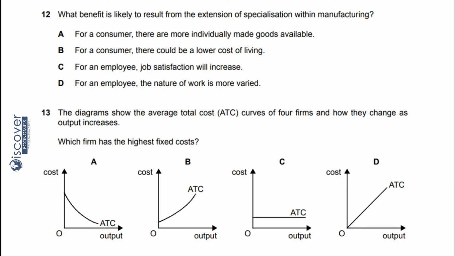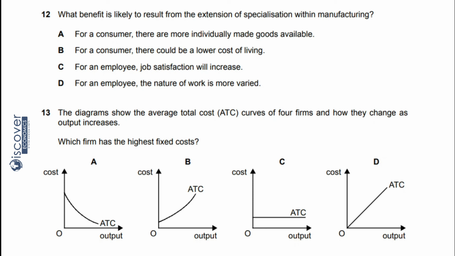B, for a consumer there could be a lower cost of living. Yeah, when a country is having specialization, it means the country is cost effective, and when a country is cost effective, they are going to provide cheaper products. So B is going to be the answer here. Come to C, for an employee job satisfaction will increase. No, this is not the part. For D, for an employee the nature of work is more varied. No, this is not happening. So C and D can't be the answer. So the answer could be B.